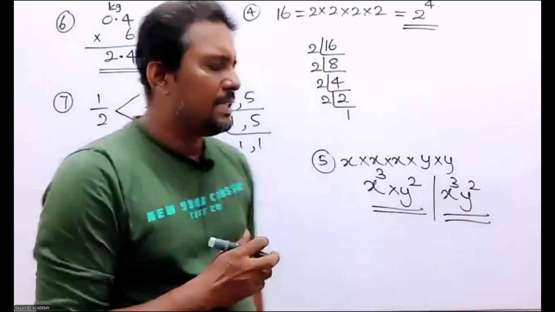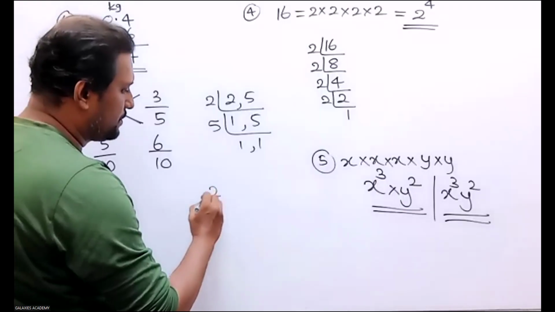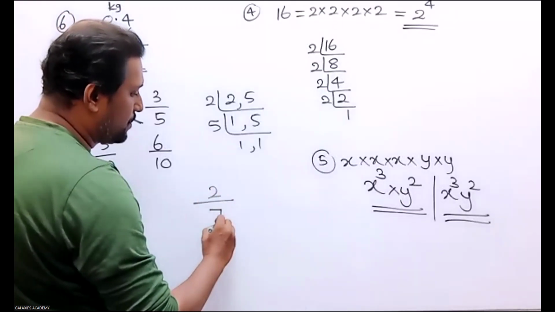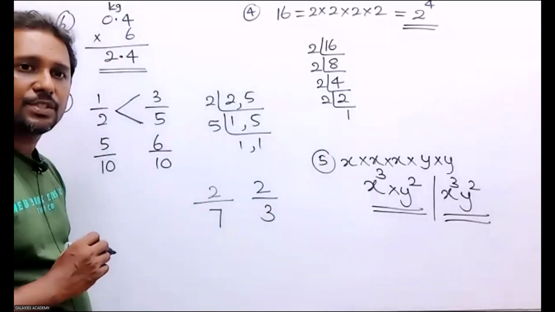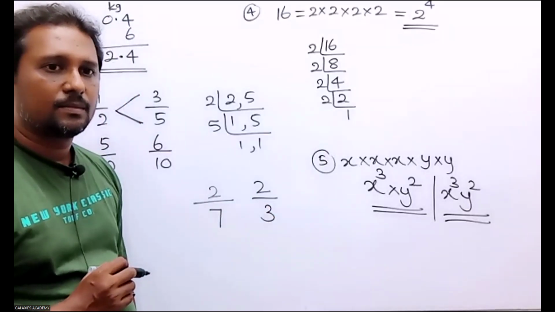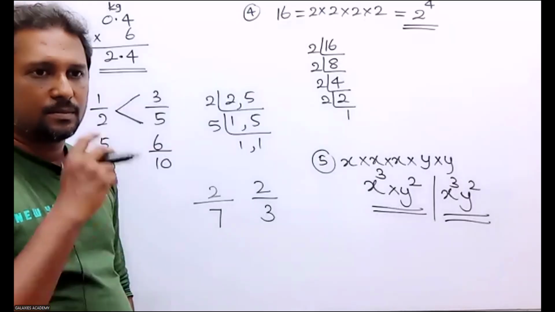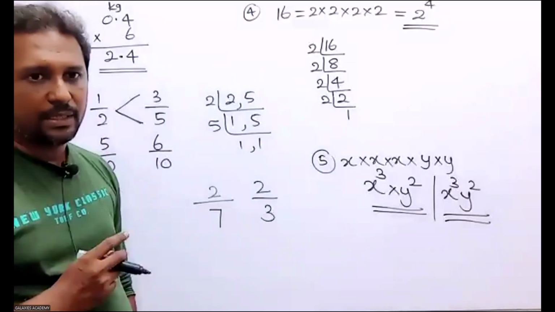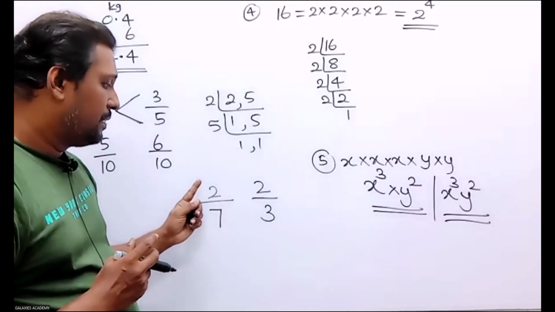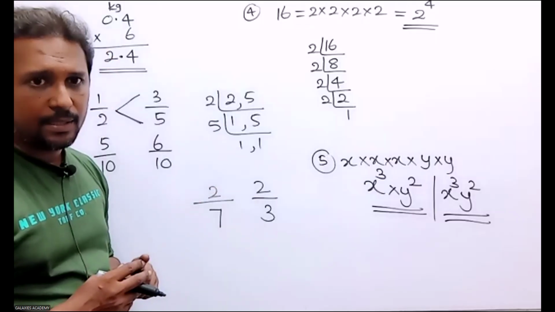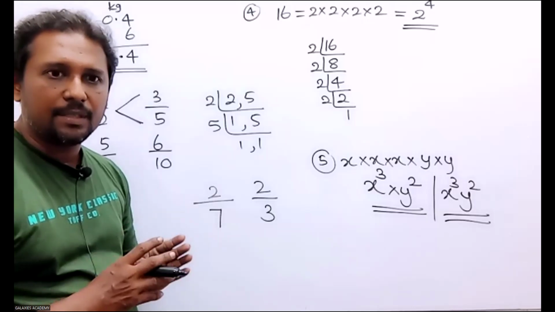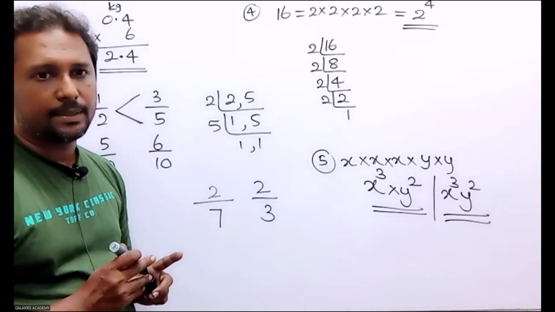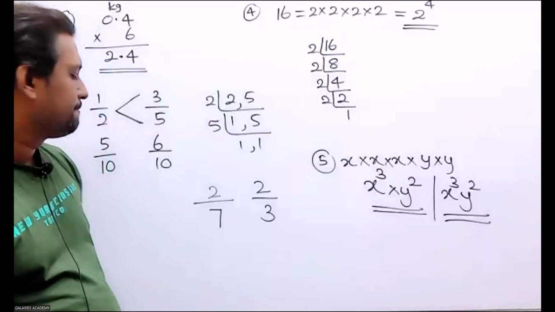Right. Do you remember this one? What is the larger fraction, 2 over 3 or 2 over 5? 2 over 3. Why? If the numerators of the two fractions are equal, the larger fraction has the smaller denominator. Right?